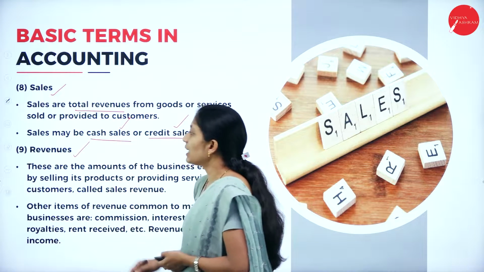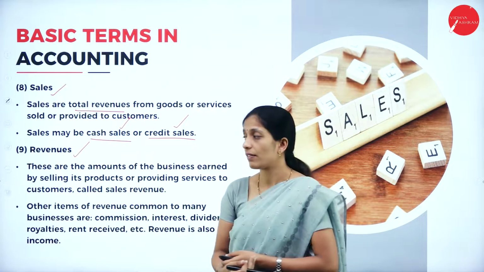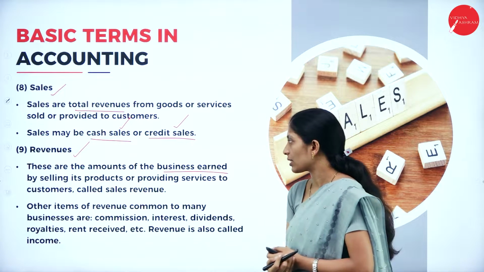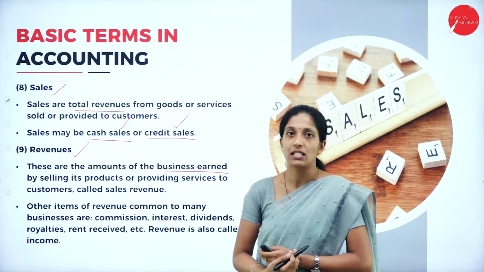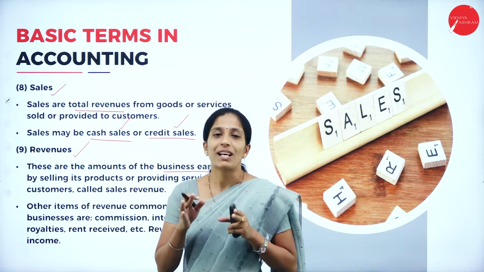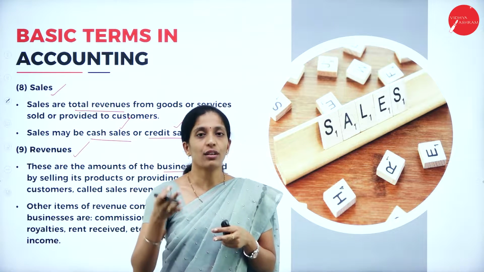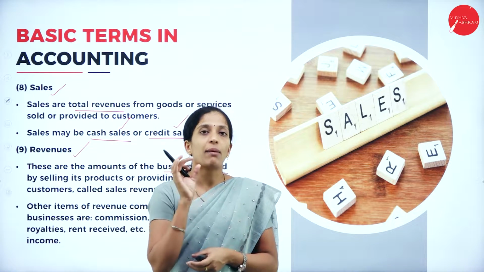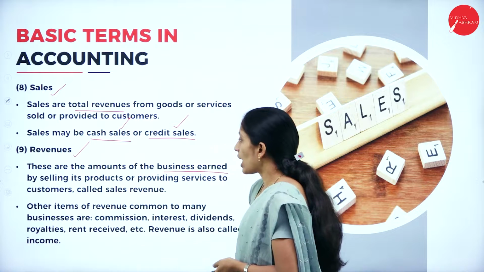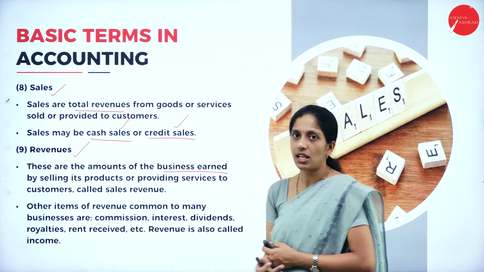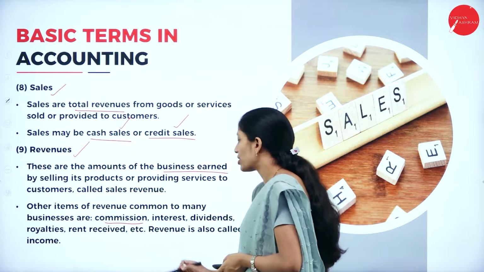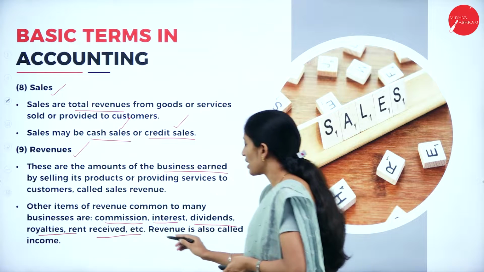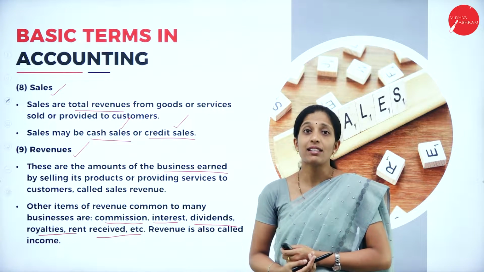Now coming to the next one, revenue. Now let us see what is this revenue. This is the amount the business earned by selling its product or providing services to the customers, called as revenue. Now what do you mean by revenue? While selling the goods and services to the customers, whatever amount is being received, that amount is called as revenue. Other items of revenue common to many businesses are commission received, interest received, dividend received, royalties, rent received, etc. So revenue is also called as income.